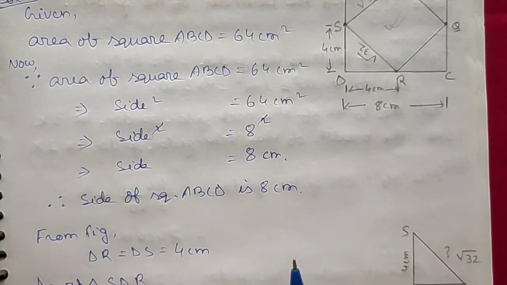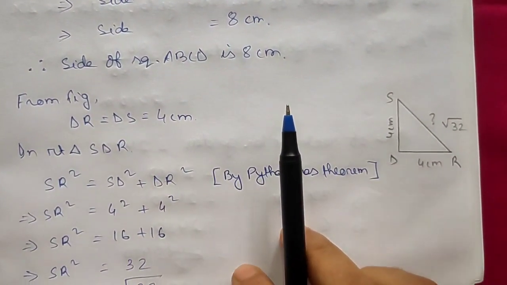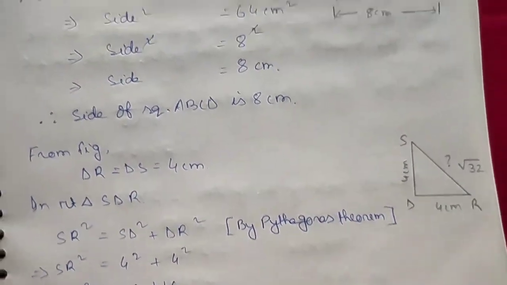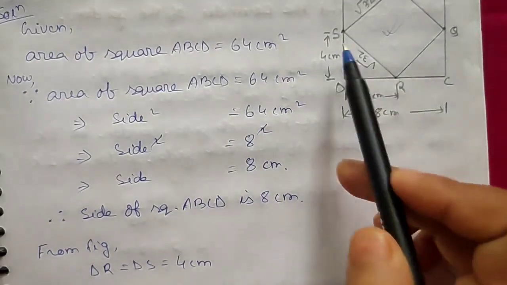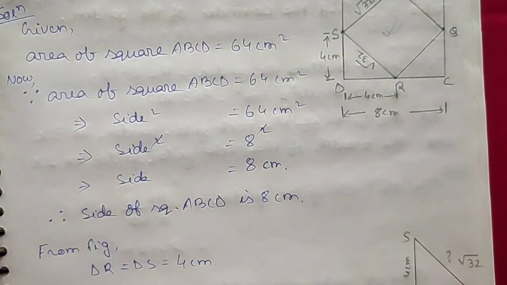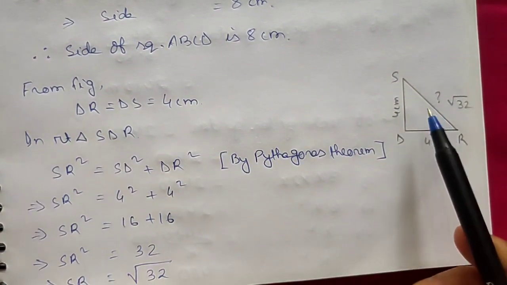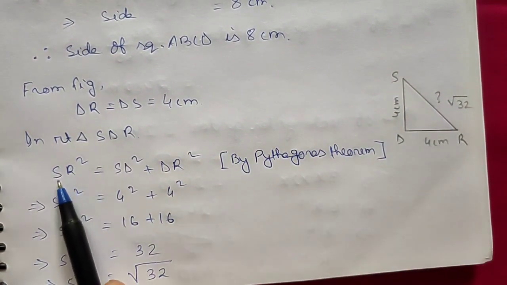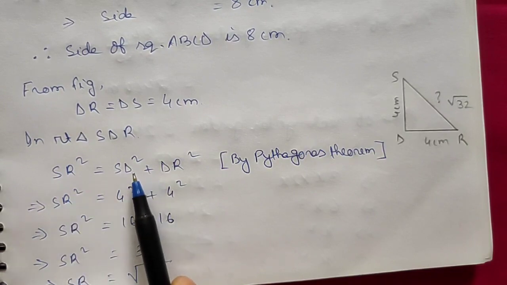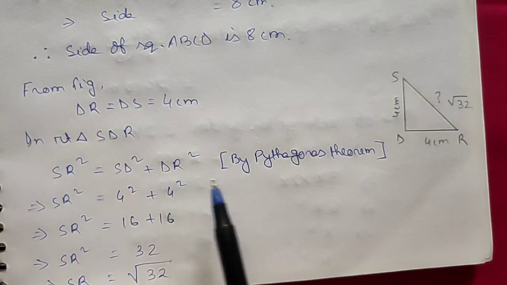4 centimeter, right? So in right triangle. Okay, now suppose we have considered this right triangle SDR. Okay, now in right triangle SDR, we have written: SR square equal to SD square plus DR square by Pythagoras theorem.